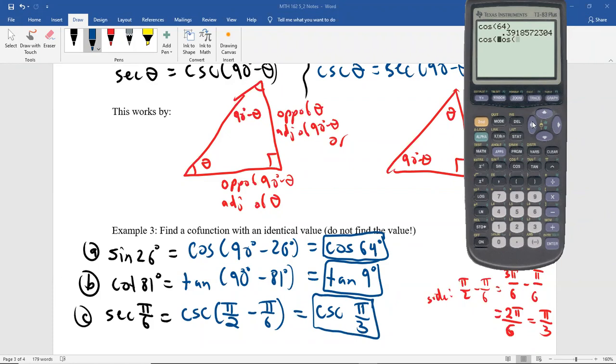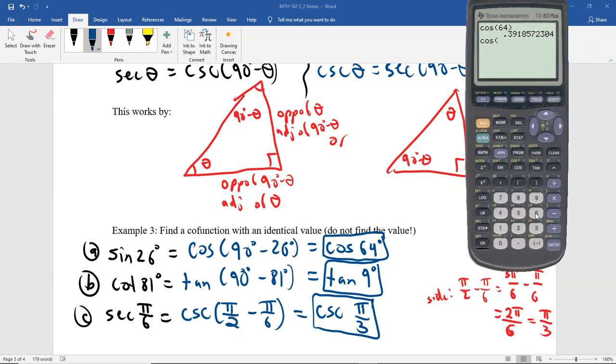Cosine of 64 degrees. You don't have to close the parentheses for a singular argument like this, but we'll get into more complicated problems, so it's a good habit. Look at that, it's a different answer. It's 0.438, and so on. So your answer will be dependent on the mode. If you're in degree mode, you'll get one answer. If you're in radian mode, you'll get another answer.